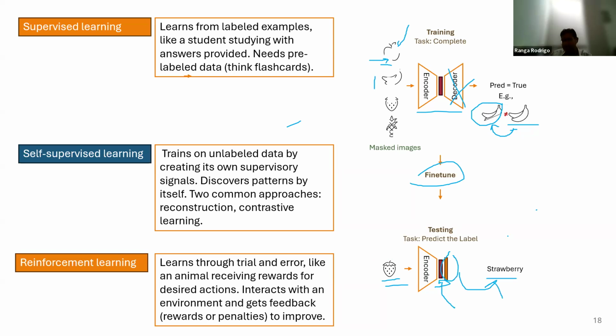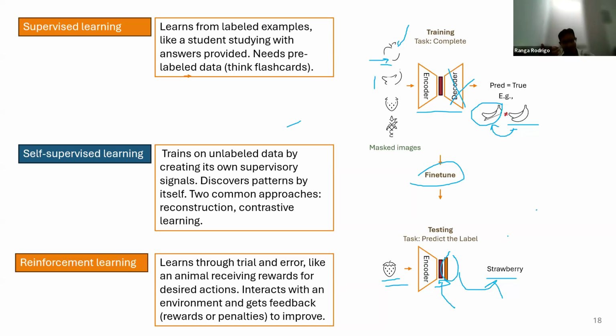Excuse me, sir. Yes, please. Sir, in the self-supervised learning, is it like, let's say we have a data set of images of fruits, so we input that to the model, and then the model by itself does the masking, and then does the prediction, and then compares the original data set with the prediction. Is that it? Yes and no.